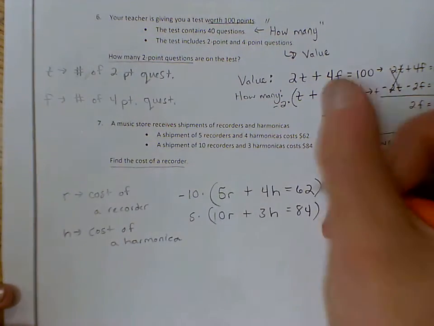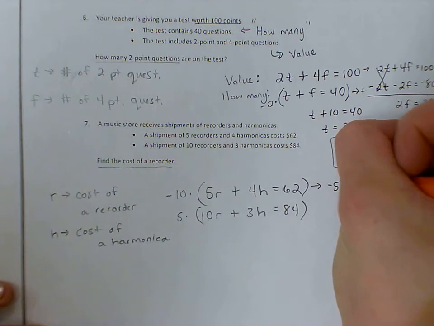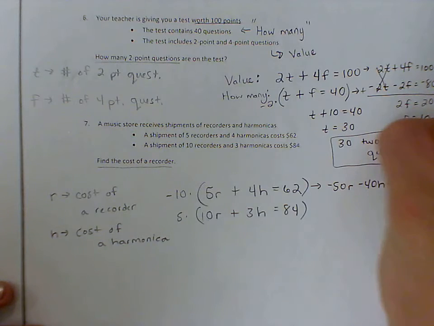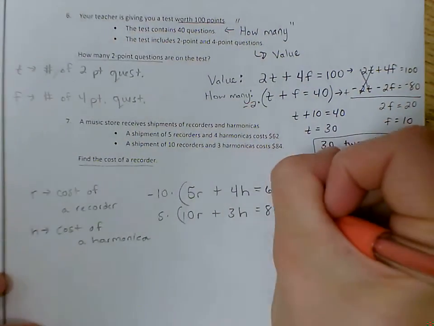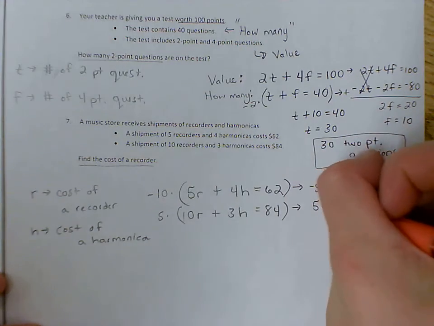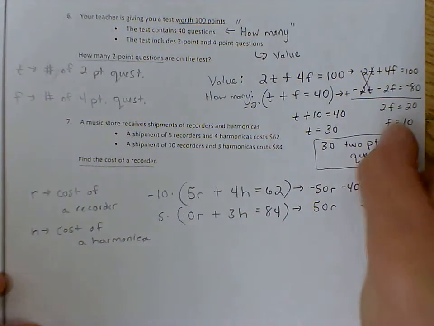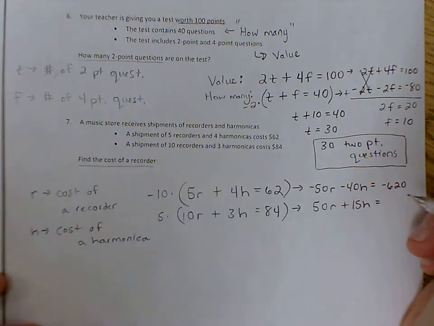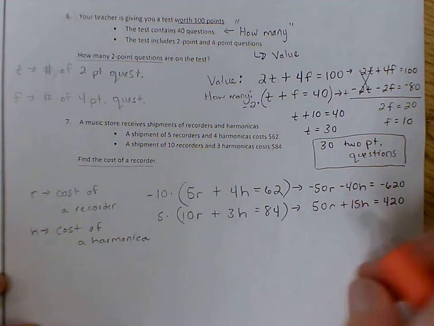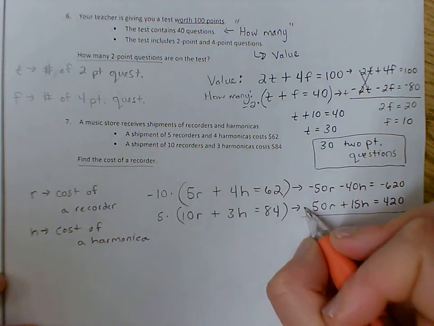Okay? Then you distribute. So if I take my -10 times everything, I end up getting -50R minus 40H equals, and then 62 times -10 ends up being -620. Okay? And then this one, distribute my 5, so it'd be 50R. Notice we had what we wanted to happen there. And then 5 times 3H would be positive 15H. And then 5 times 84 ends up being 420. Okay, and then just double check, make sure that you have the same number with different signs, and if that happened, fantastic, you can do the elimination.